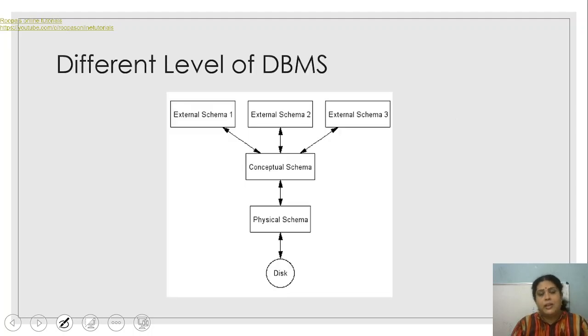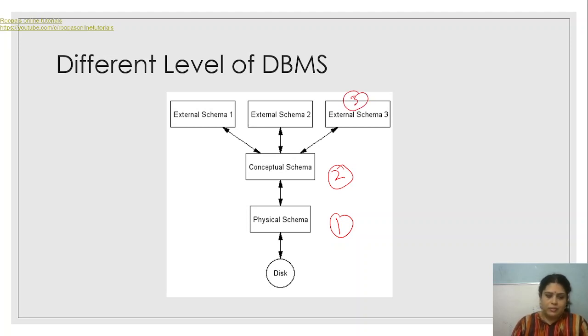So there are different levels of this abstraction. So it's also known as the different levels of DBMS. So there are basically three levels. First one is your physical schema. Then it comes to the conceptual schema. The third one is known as the external schema or the view level.